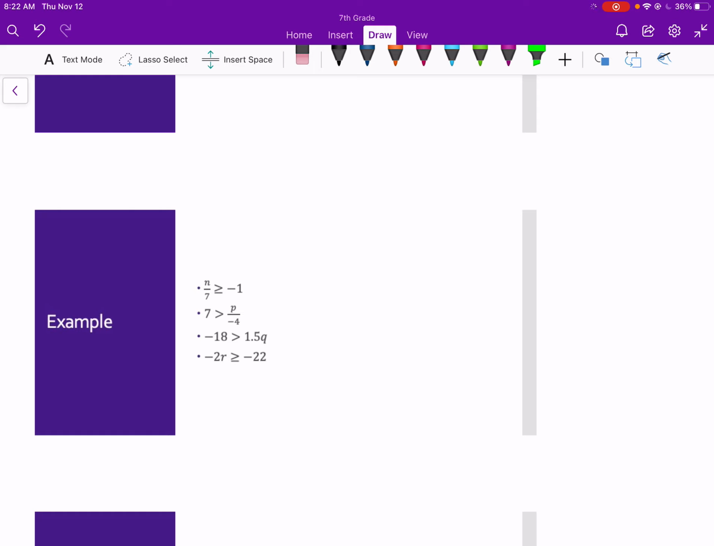And last one of this bunch, we have negative 2r is greater than or equal to negative 22. I want to get r by itself, so I'm going to divide by negative 2. Notice I'm dividing by a negative number, so I'm going to flip my inequality sign. So r is less than or equal to 11.